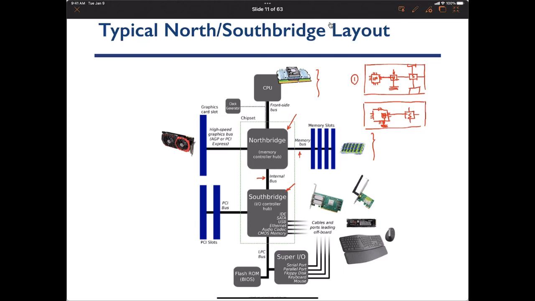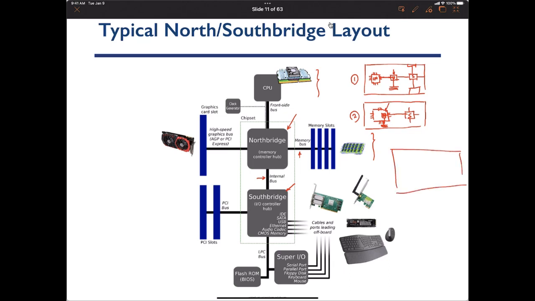By bringing the North Bridge inside the CPU and putting it on the same chip, this speeds up sending requests to memory from the CPU, and it actually boosted the performance of AMD processors. This was a few years ago, I'm not quite sure how many, but if I were to guess, it's like 5-6 years ago or so.